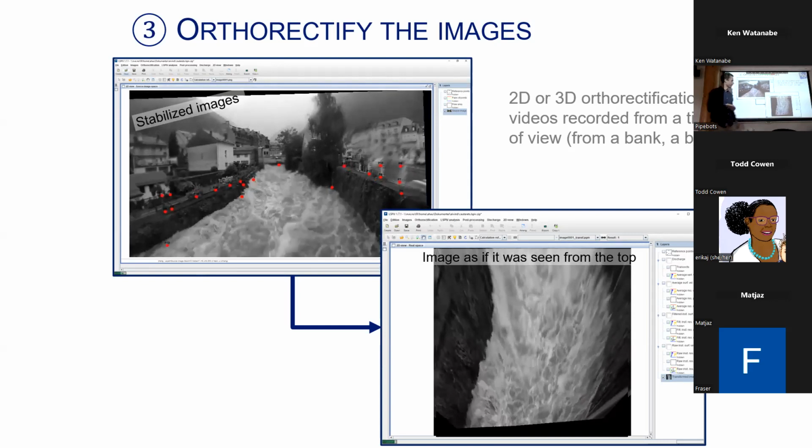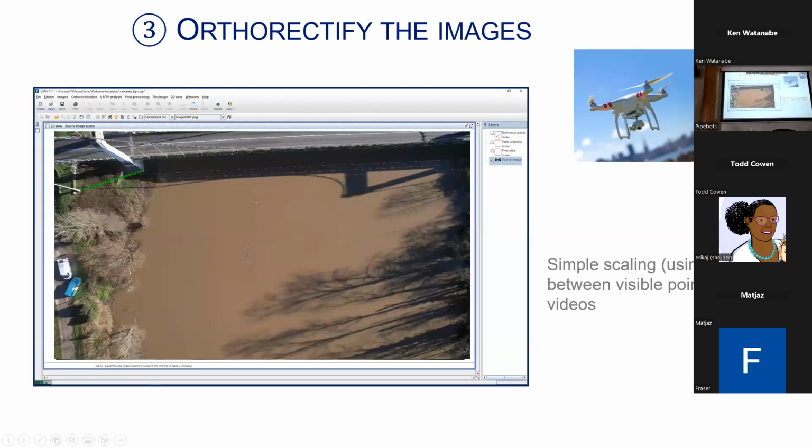Next, you can also use a simple scaling when you are using a drone and the camera is pointing to the nadir. You just need to know a distance. For example, in that case, we use the size of the truck to correct, or you can use the distance between two known objects, like the bridge pier and this pole. It's enough to make the rectification, so it makes the rectification much easier using a drone.